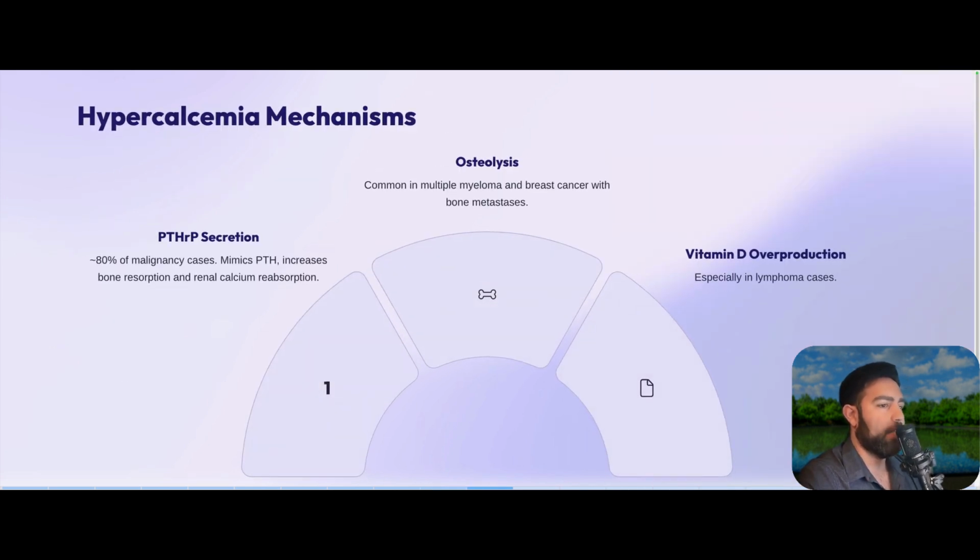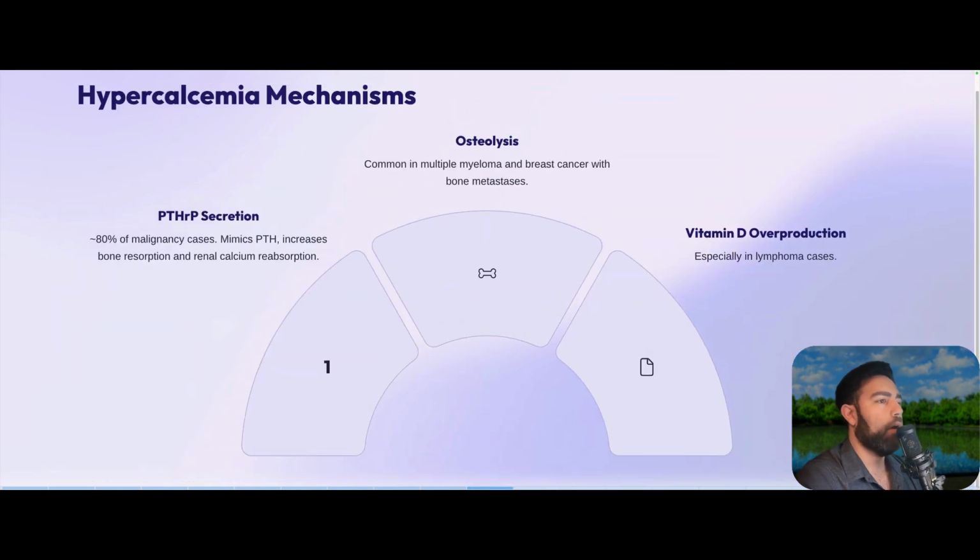And in this case, we have the PTHrP secretion, which is 80% of malignancy cases. They mimic PTH, basically increasing bone resorption and renal calcium absorption. Osteolysis is common in multiple myeloma and breast cancer with bone mets. And then vitamin D overproduction, remember those lymphoma cases or granulomatous disorders can present with those mechanisms of hypercalcemia.